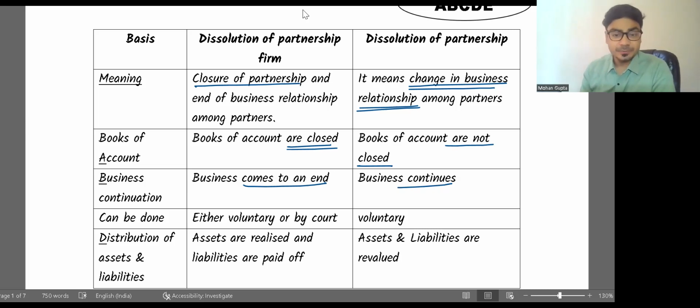Dissolution of partnership firm can be voluntary. Voluntary is intentional, done by the partners. And it can be by court as well.